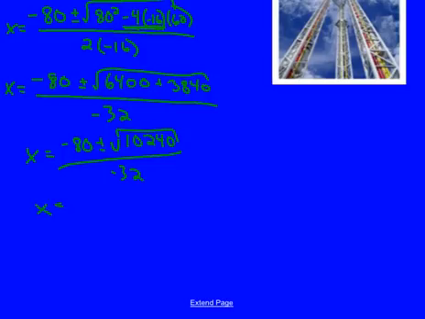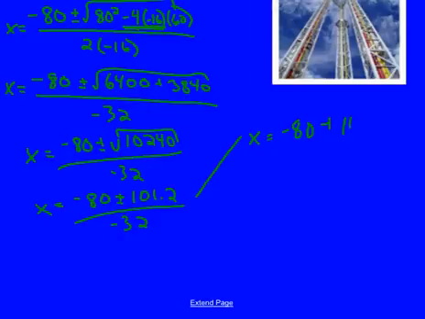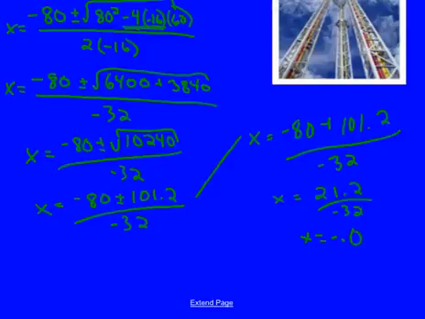So x equals negative 80 plus or minus 101.2 divided by negative 32. Here's what we got. We have x equals negative 80 plus 101.2 divided by negative 32. If I solve that, I'm going to have x equals 21.2 divided by negative 32, and x equals negative 0.6. That's a 6.